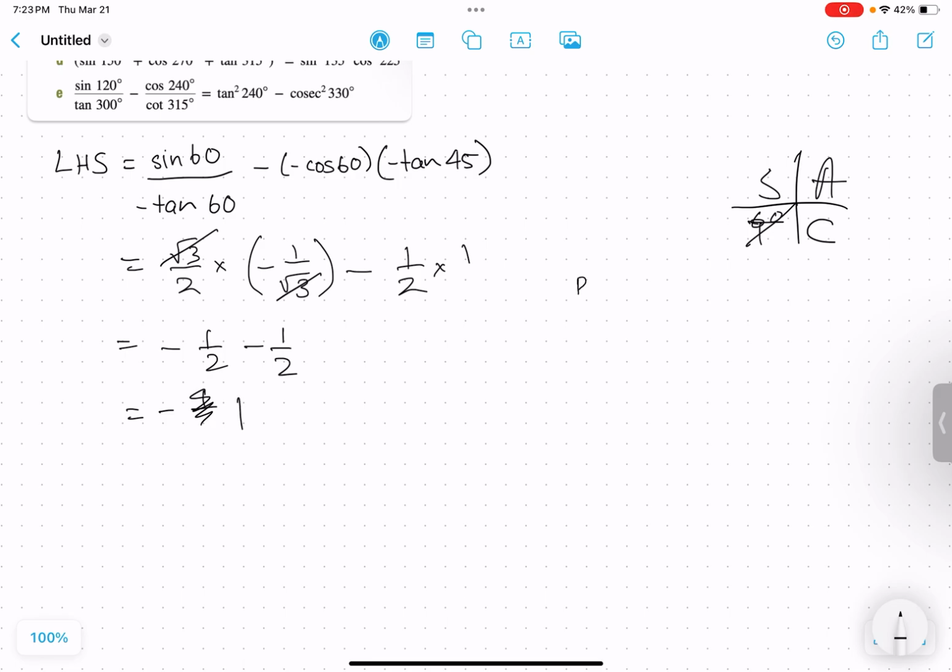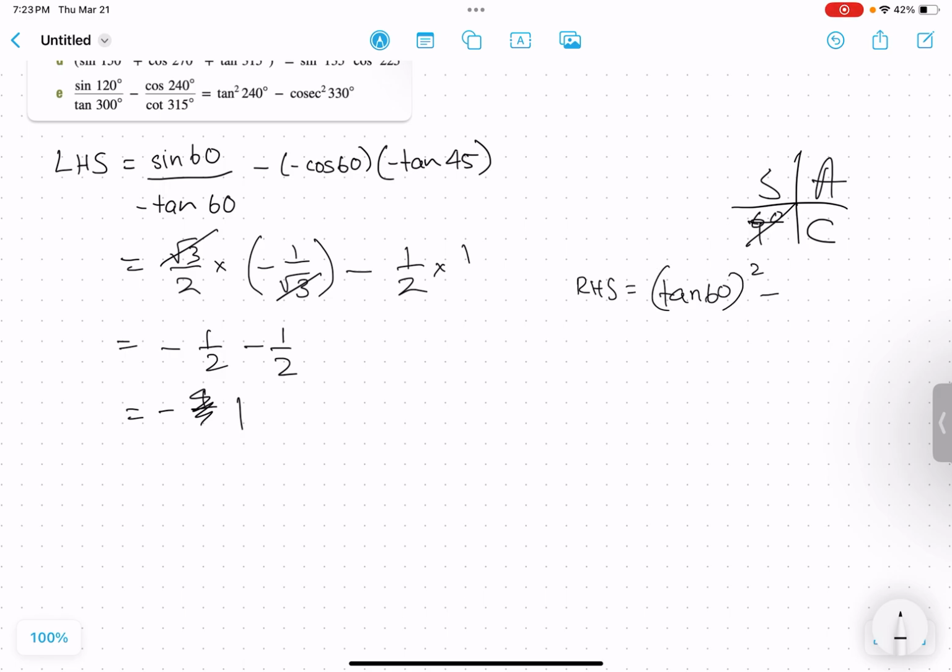Let's have a look at our right-hand side, which happens to be tan of 240 all squared. So tan of 240, we're in the second quadrant, so all stations. So no, we're in the third quadrant. Tan is positive. So that's the same as tan 60, but squared.